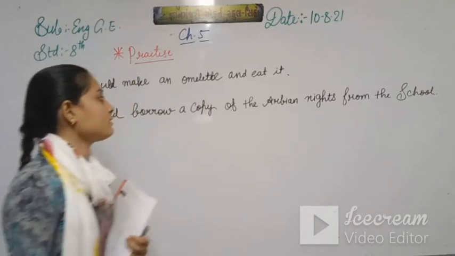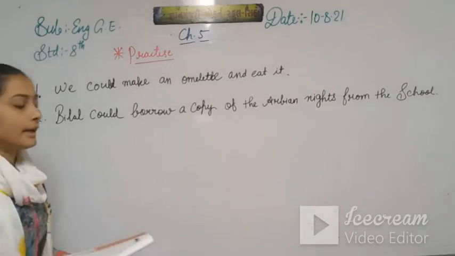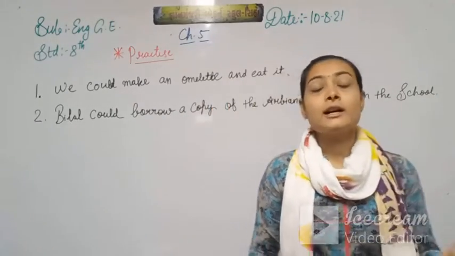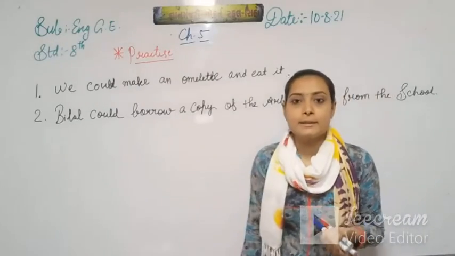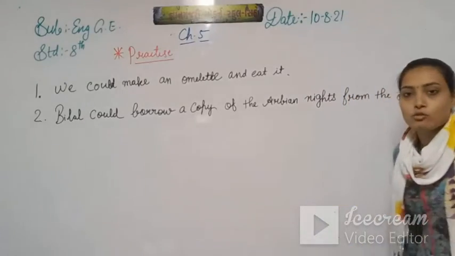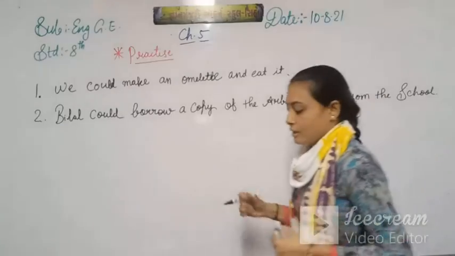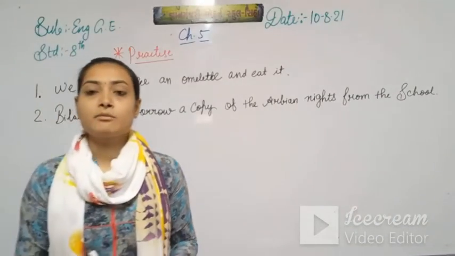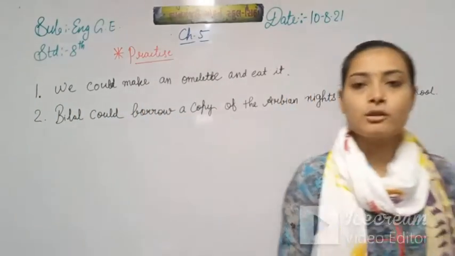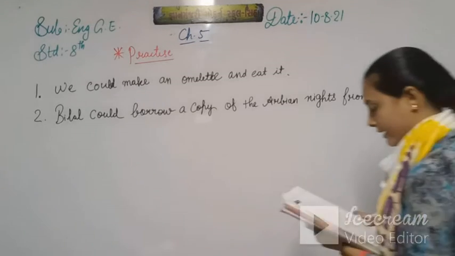Here what is given? You're given that Bilal wanted to read the Arabian Nights, the book name, but he didn't have the copy. So here the situation is given. So Bilal could borrow the copy from the school. Copy of the Arabian Nights from the school. As per the situation, we are giving answer. Yes or no? Now moving further, the third one, that is we have holiday tomorrow.